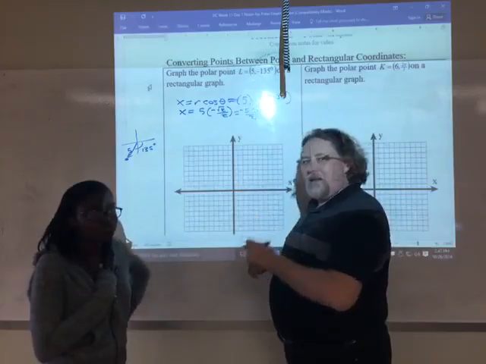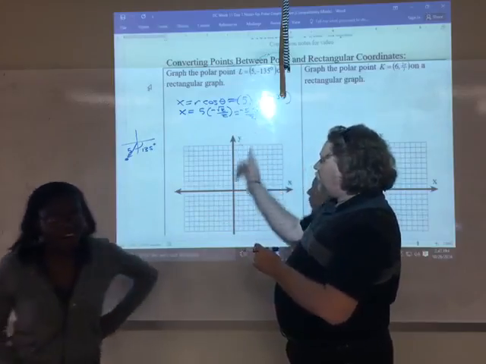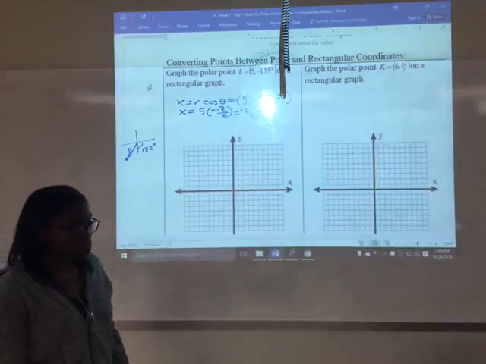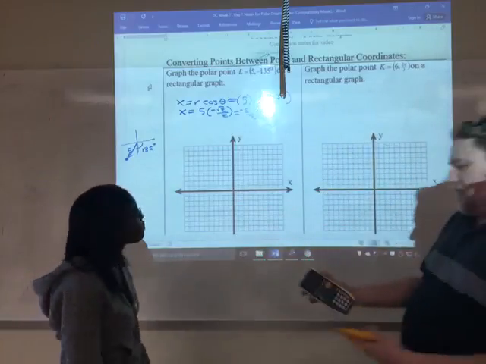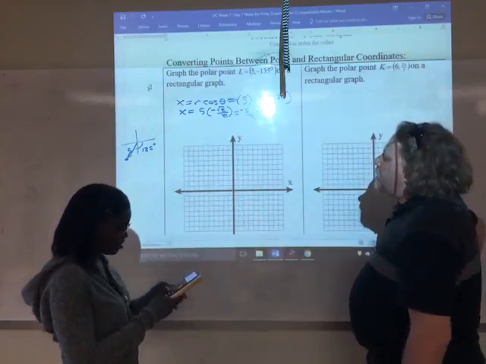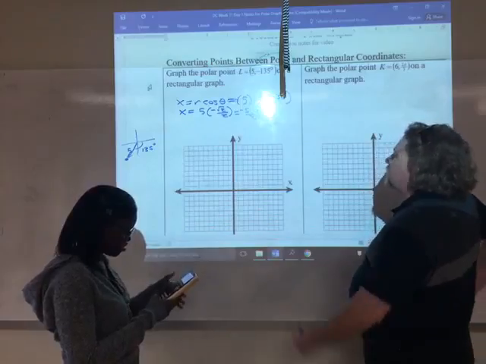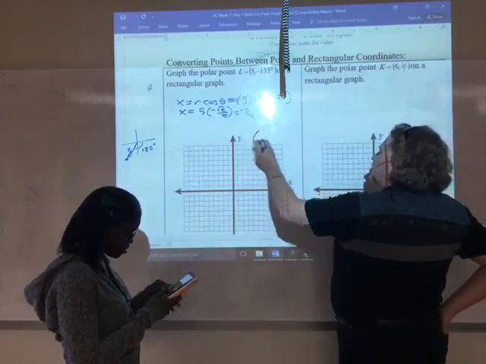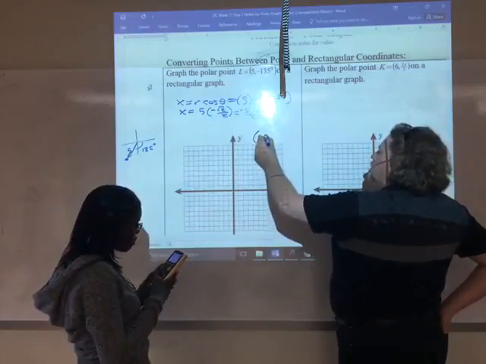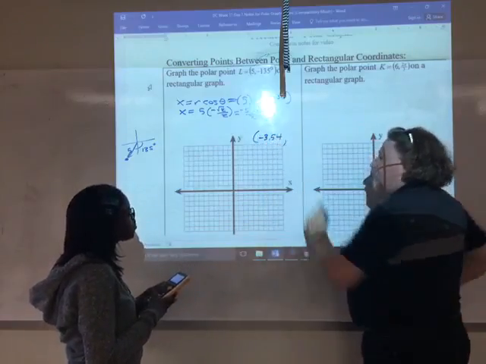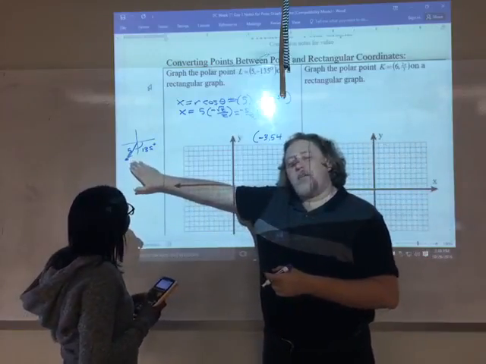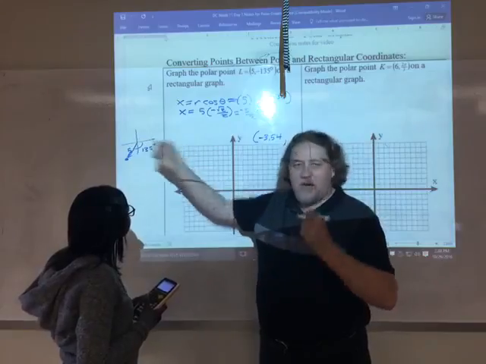Now, here's where I might need a calculator though. I'm not quite sure what 5 root 2 over 2 comes to. So here's where we reach for the calculator. 5 square root 2, negative 3.54. So that's the x part of my point, negative 3.54. And remember, I'm expecting my point to be in quadrant 3, so having a negative x makes sense.